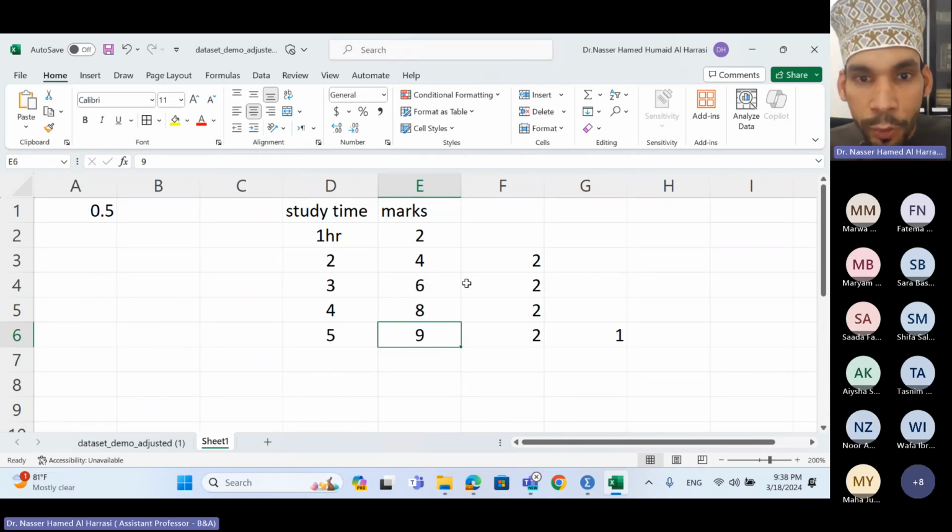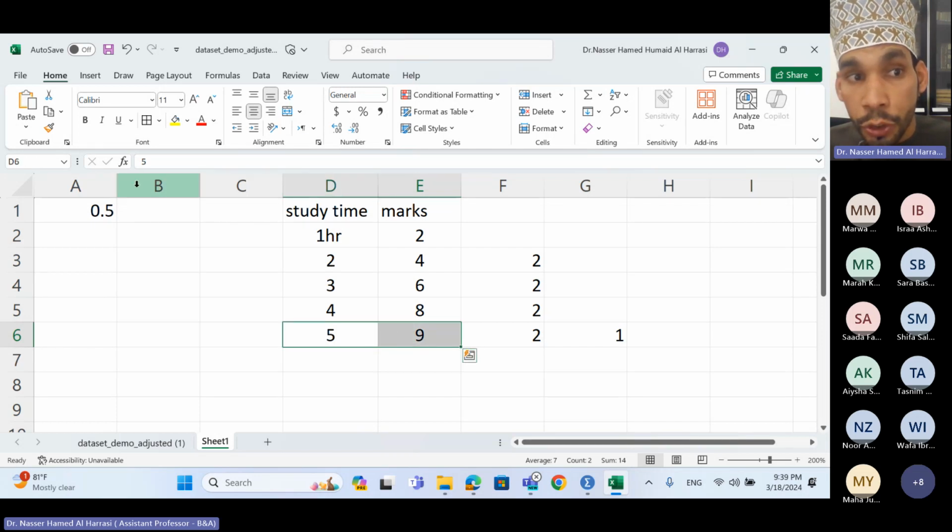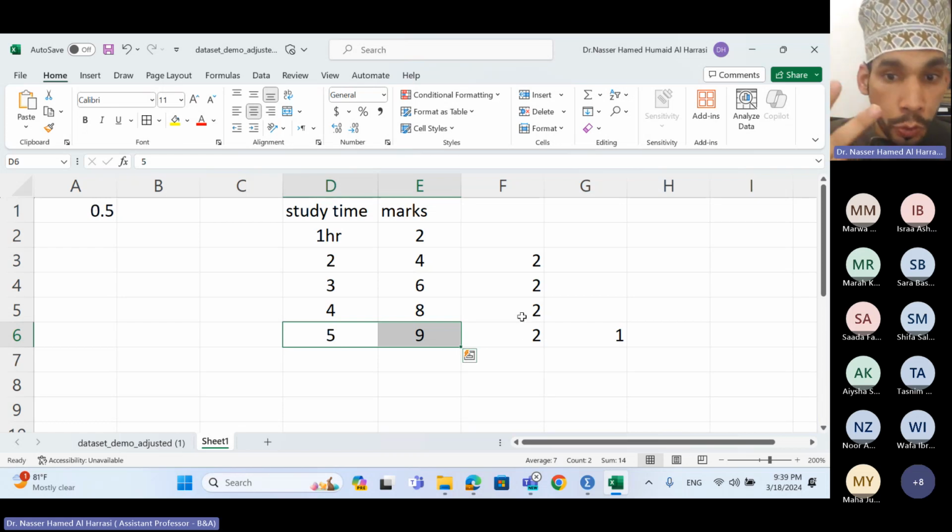Yes. 4 plus 2 equals 6. 6 plus 2 equals 8. 8 plus 2 equals 10. But here, when we said that study times, we need to consider the effect size. We said it is 50%. Normally it must be increased by 2, but the effect size is 0.5. That means 50% of 2. What is 50% of 2? It is 1. So here the increase or the effect will be 9.